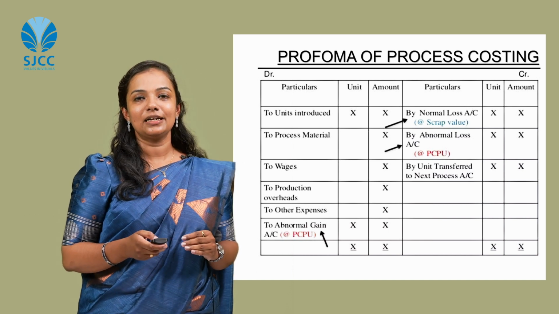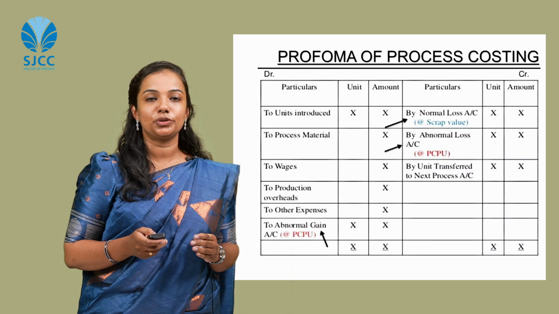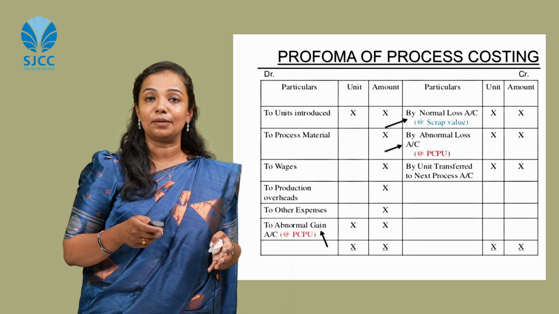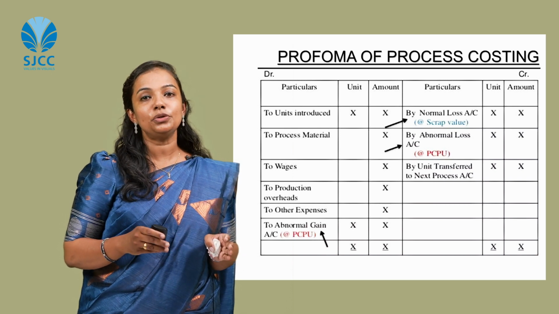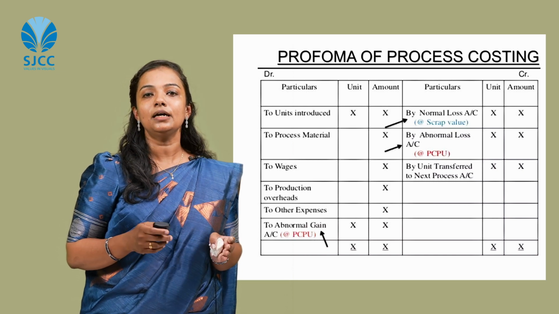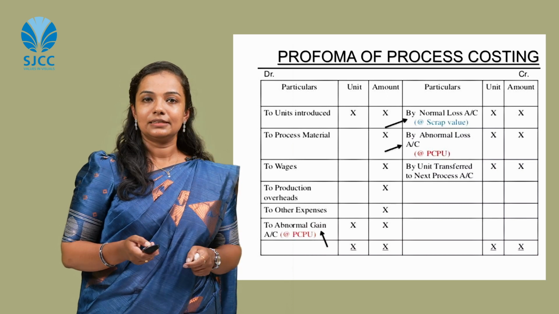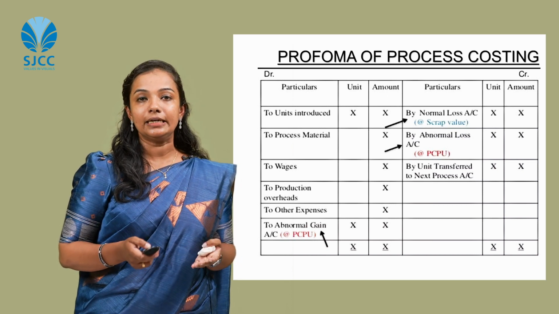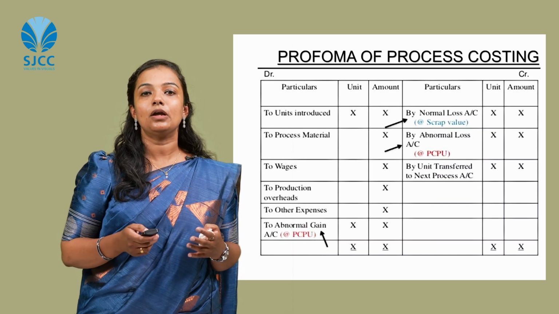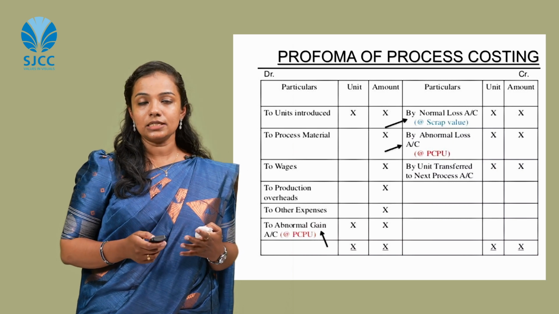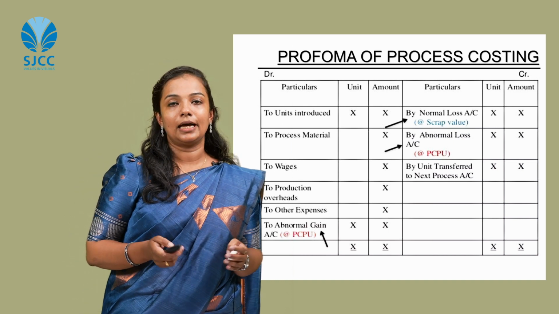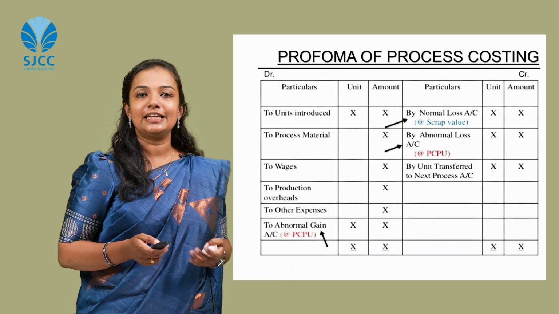Simple. Now see here on the debit side, first we have here two units introduced. What is this? The material which you have put into the process, it will come over here on the debit side as units introduced. Now write its quantity in the unit column and amount in the amount column. Is it clear? Then what all expenses you have incurred for the process, like wages, production overheads and any other expense, that will also come on the debit side. See, to wages, to production overheads, to other expenses, etc. We will discuss about the abnormal gain later. Let's go to the credit side now.